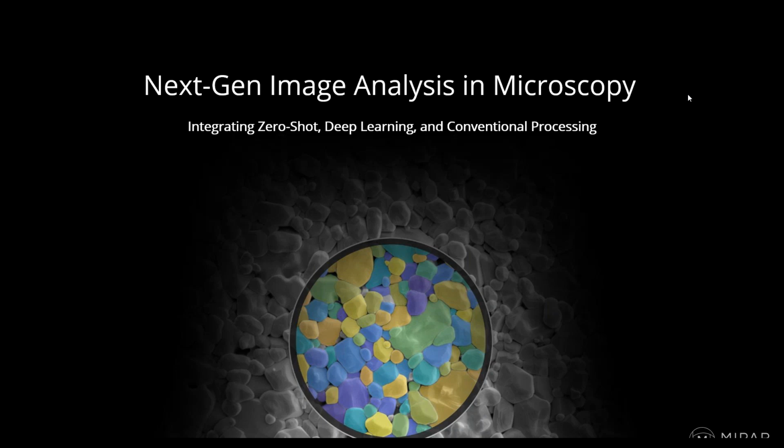So today I'm going to talk about what we view as next-gen image analysis, specifically as it relates to microscopy and materials, and we're going to cover how we've integrated the latest in AI image analysis, which is zero-shot detection, what preceded it in terms of AI, known as deep learning, as well as conventional image processing, and how all three of those integrate together to really usher in this latest wave of image analysis functionality for automating complex problems.